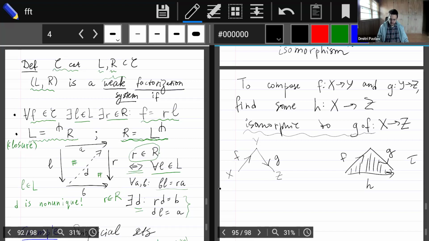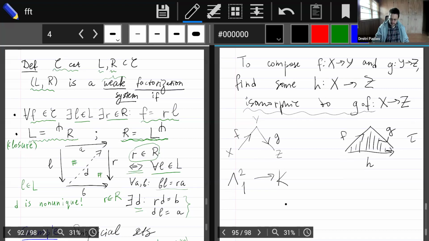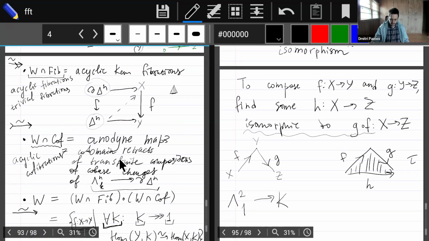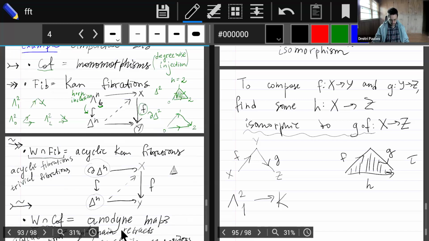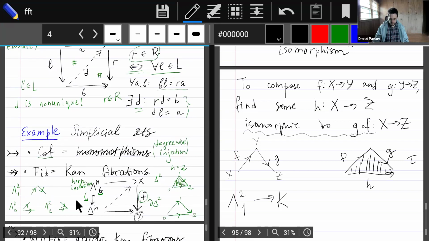And of course, this picture is nothing else than a map from a two-horn, specifically lambda 2 1, to K. Because lambda 2 1, let's recall, on maybe the left side, yes, here is a picture of lambda 2 1. You take a two-simplex, you remove the top-dimensional face, and then you remove the face opposite to 1, so this bottom face, and you get lambda 2 1, the two-dimensional horn. Whereas the edge of tau on the right is a map from delta 2 to K.